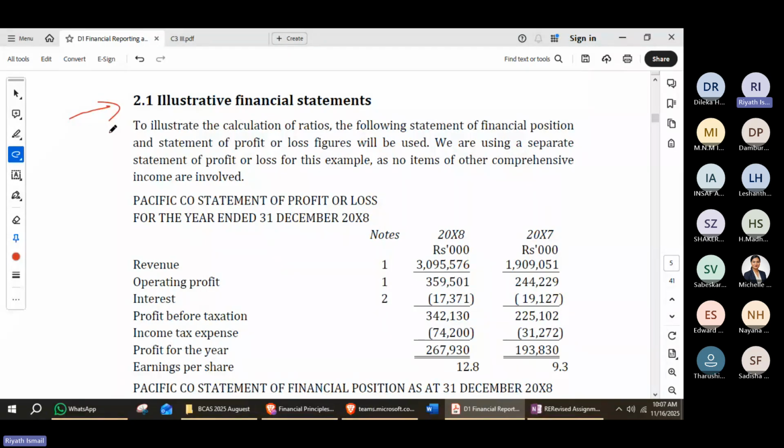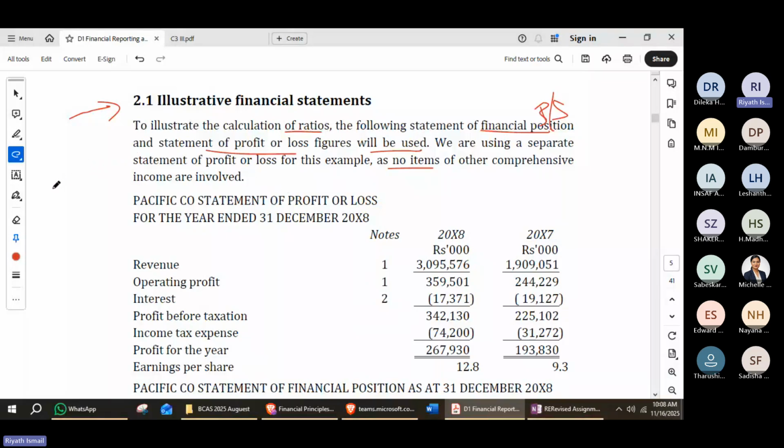Right. We have one comprehensive example to illustrate the financial ratios. To illustrate the calculation of ratios, the following statement of financial position, balance sheet, and the statement of profit or loss, profit loss account, statement of financial performance will be used. We are using the separate statement of profit or loss in this example. No items of other comprehensive income are involved.